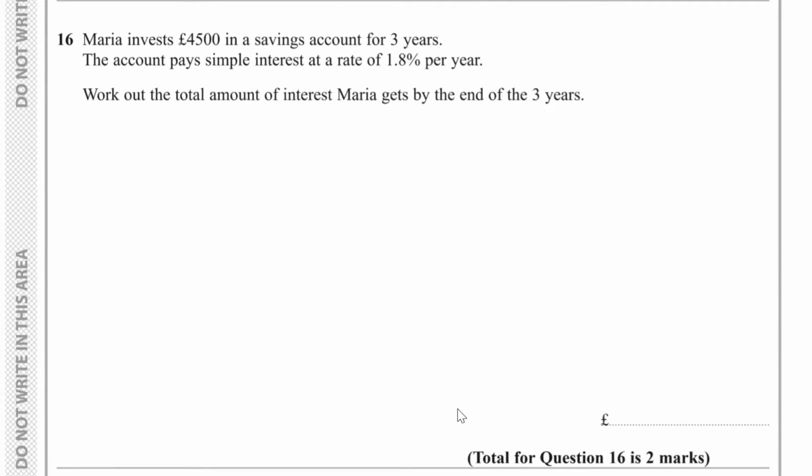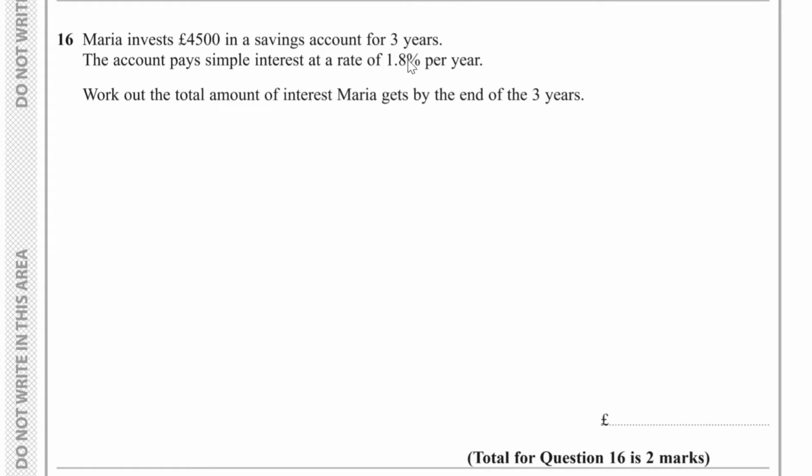Question 16. Maria invests £4,500 in a savings account for 3 years. The account pays simple interest at a rate of 1.8% per annum. We have to work out the total amount of interest Maria gets by the end of 3 years.